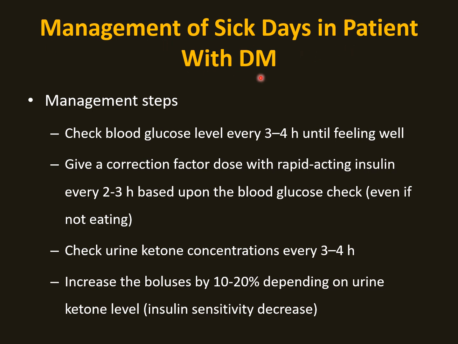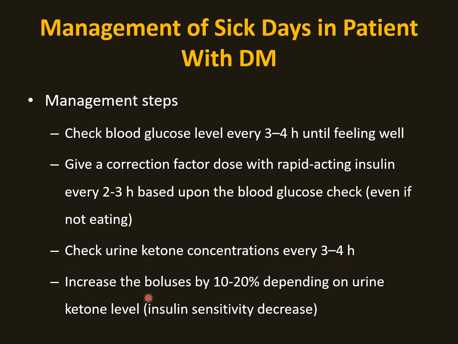Management of sick days in the patient with diabetes mellitus. The first thing is to check the blood glucose every 3 to 4 hours until feeling well. Of course, you need to encourage the patient to drink a lot of liquids, and you may give anti-nausea or anti-vomiting medicine like Zofran to help the patient take more liquids and stay hydrated. Give a correction factor with rapid-acting insulin every 2 to 3 hours to correct the blood sugar level, even if the patient is not eating, but still encourage the patient to drink a lot of liquids. Check the urine ketone concentration every 3 to 4 hours.